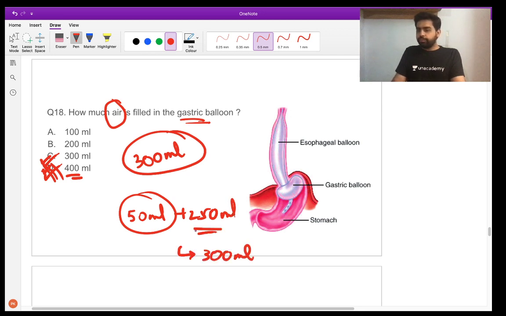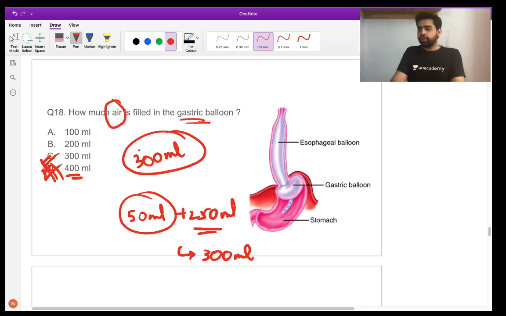So why do you have to put this much air? Because you want to create a tamponade effect and control the bleeding. So this is the particular thing: 50 ml of air first and then 250 ml of air. Did you understand this? So this is basically the Sengstaken-Blakemore tube, and ultimately you go for 300 ml of air.